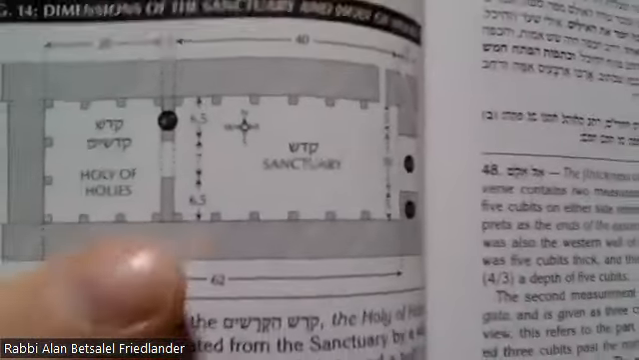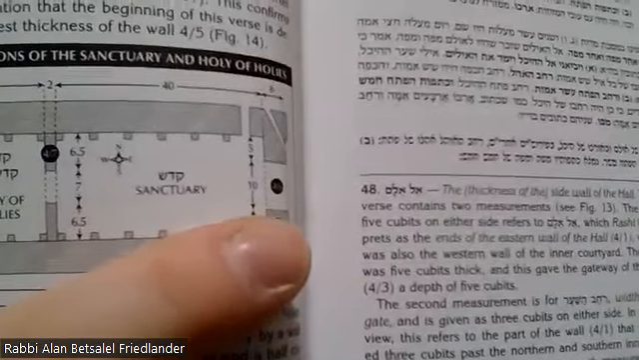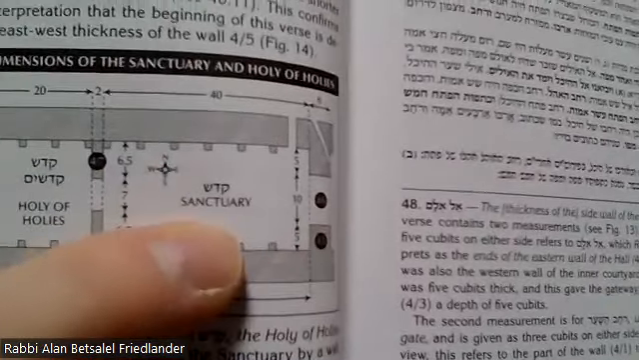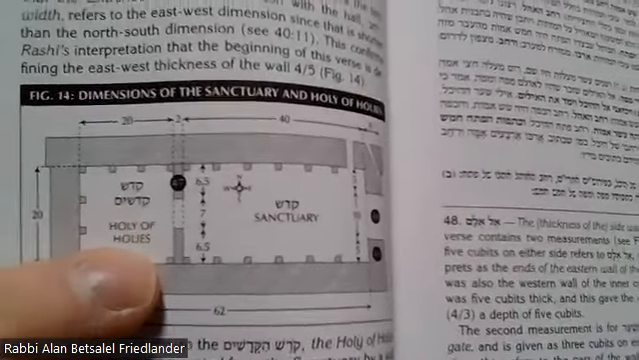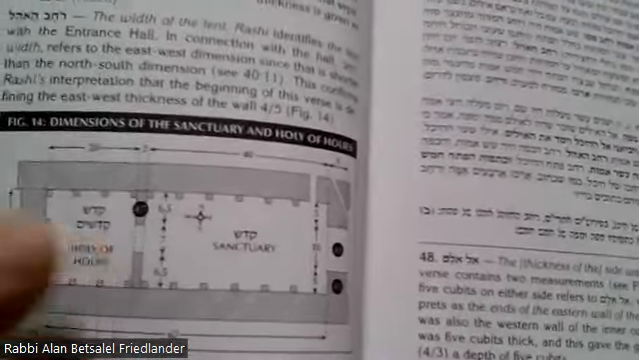So here's the gateway, the sanctuary, then the Holy of Holies with the Holy Ark. Only the Kohen entered once a week there. Once a year.